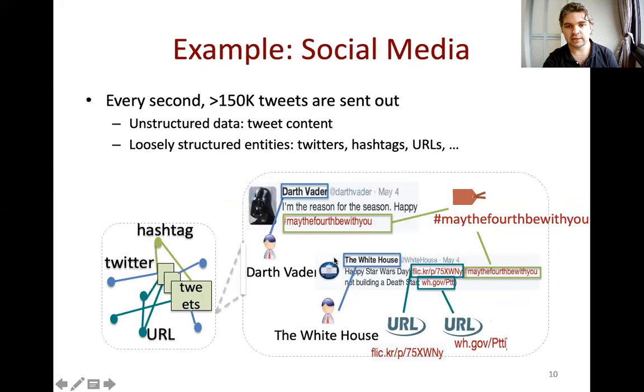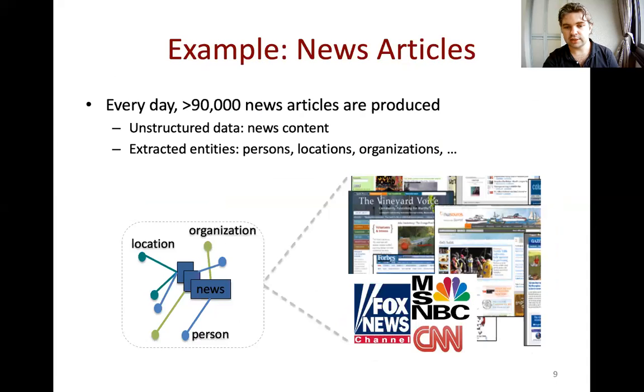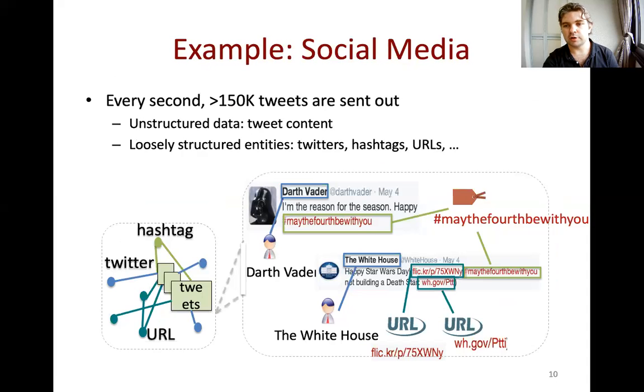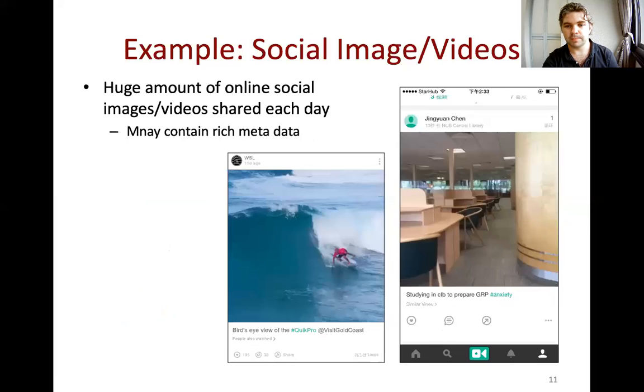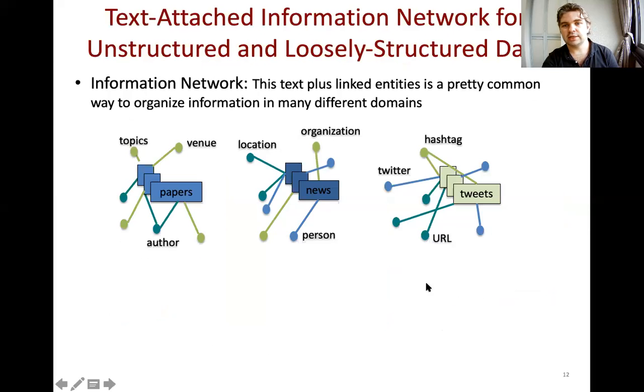So basically, this example is about news articles. This example is about social media, where the unstructured data is the content, and the loosely structured entities are Twitter handles, hashtags, URLs, etc. So a text-attached information network can be built for unstructured and loosely structured data. An information network is basically text plus linked entities, and it's a pretty common way to organize this information.